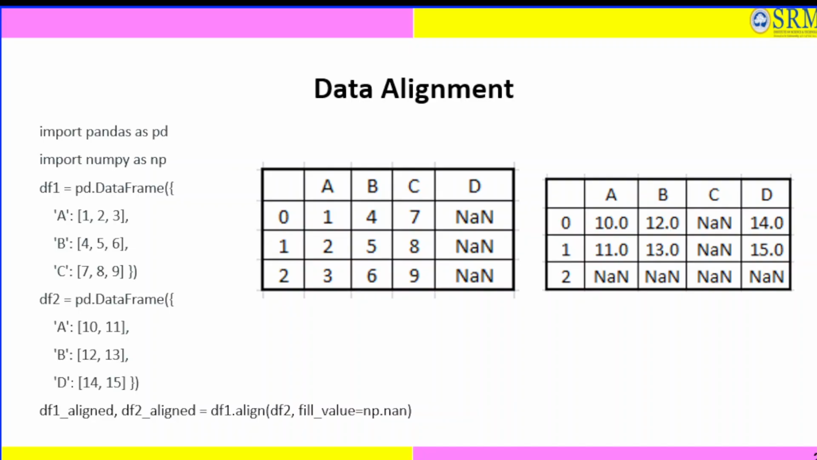It is going to check where the common values are, and based on the common values, it is going to align the data frame. If there are any missing values, it is going to replace them with np.nan. NaN is nothing but a special value in NumPy representing missing data. So this align method returns two new data frames, df1_align and df2_align, where the columns are aligned and missing values are filled with np.nan.